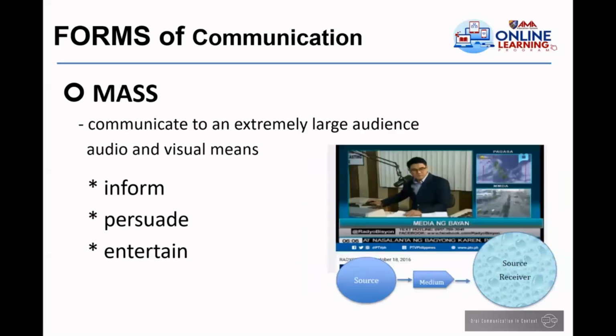Next is the mass communication. To communicate to an extremely large audience using audio and visual means. Okay, extremely large audience, meaning the audience are from different parts of the country, different parts of the world, or in different places, not in a crowd. It's not like the public communication where the sender and the receiver are in one place only. But for mass communication, the sender is in a particular location and the audience or receivers are from different locations also. So the communication can be transmitted to the receivers through audio or visual means, or audio and visual means. Okay, the goal is the same as the public communication: to inform, to persuade, and to entertain.